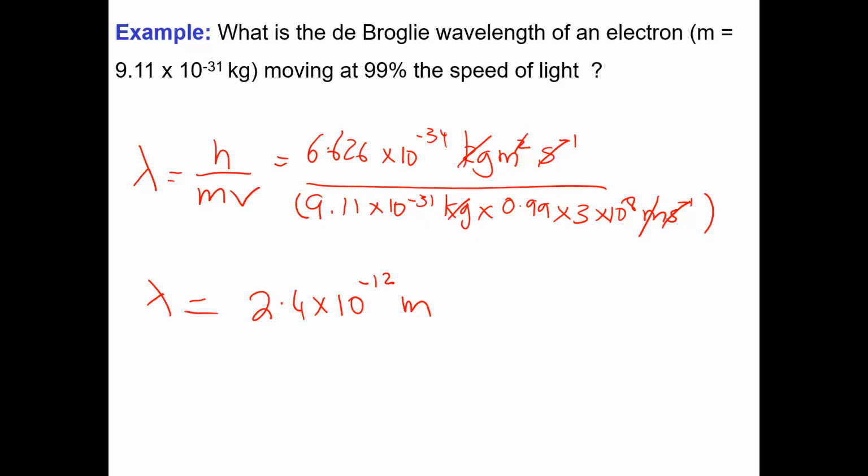Now that seems very small, but we want to keep in mind that the diameter of an atom is about 10 to the minus 10 meters. So what this means is that this is about 2.5% of the diameter of an atom. So that's a kind of significant wavelength. And it turns out that if we don't consider the wavelengths of electrons, then we can't accurately predict their properties.